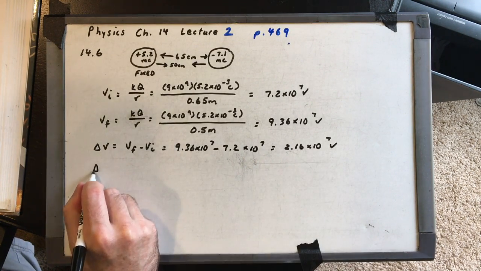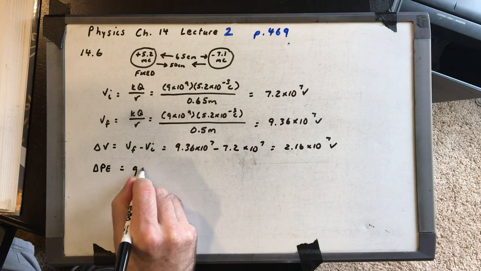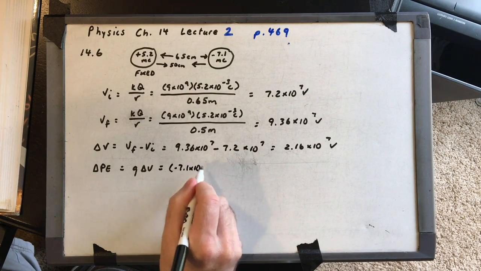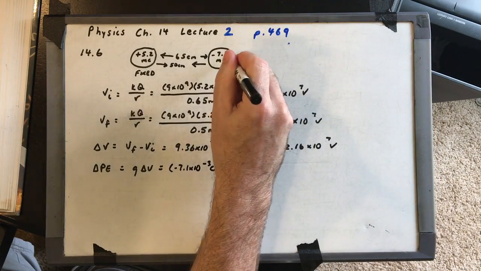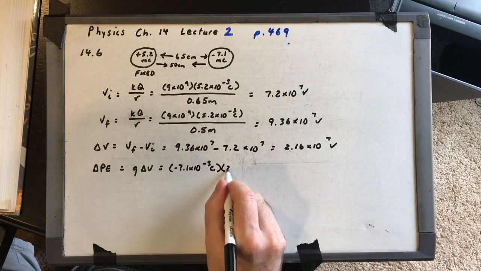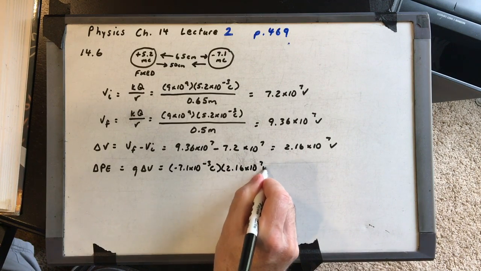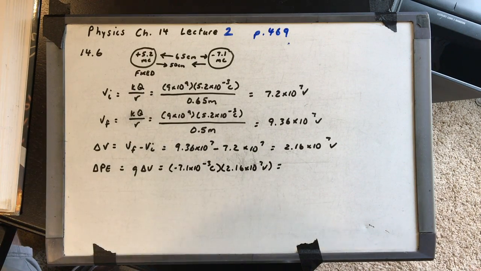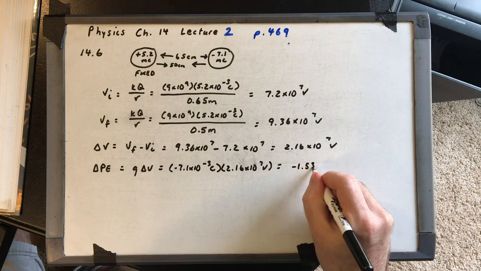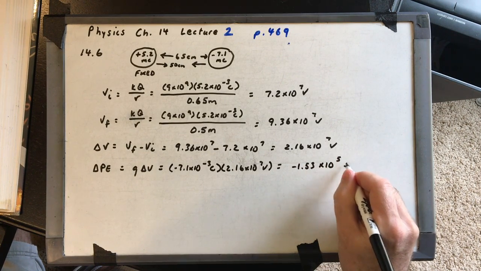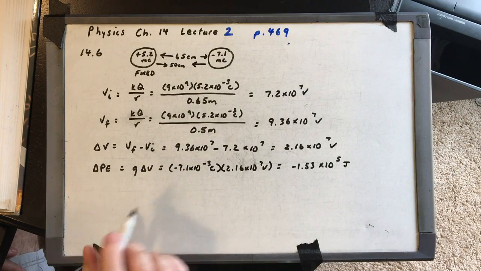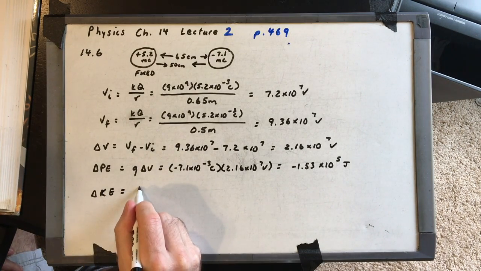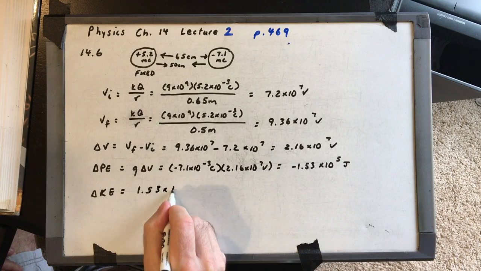Okay, so now we can get the change in potential energy. That's Q delta V. Little q is negative 7.1 times 10 to the minus 3. All right, that's this guy, times 2.16 times 10 to the 7th volts. Your calculator will hopefully tell you that's negative 1.53 times 10 to the 5th joules. So potential energy went down, kinetic energy must go up. And that's going to be a positive 1.53 times 10 to the 5th joules.